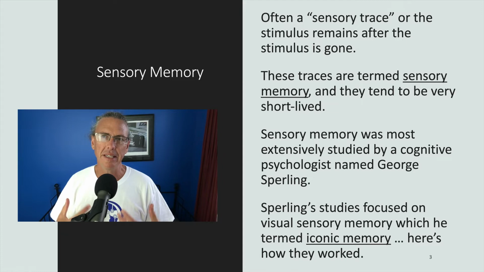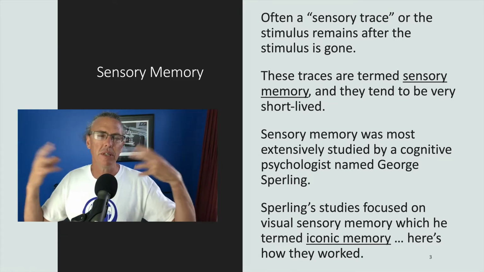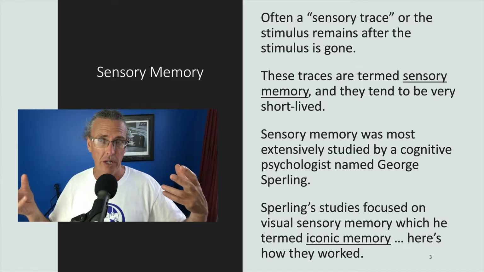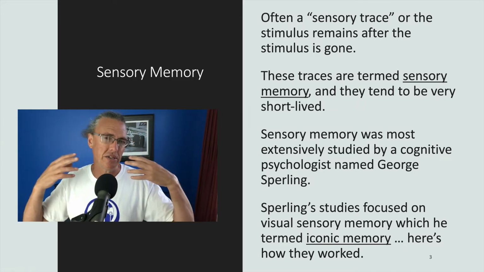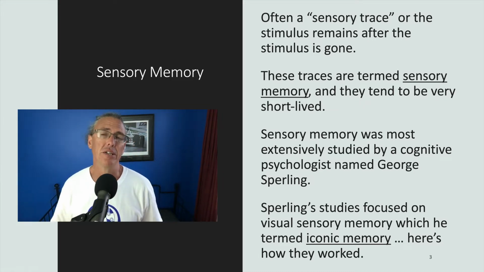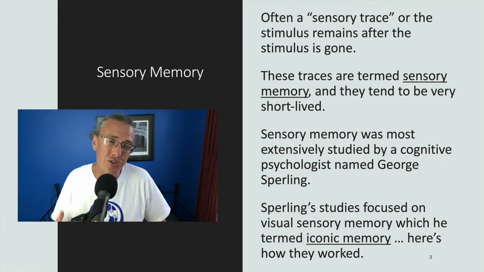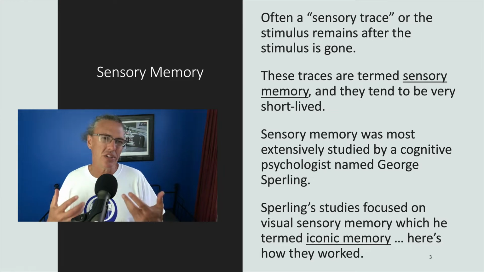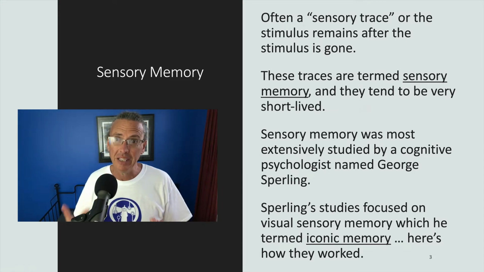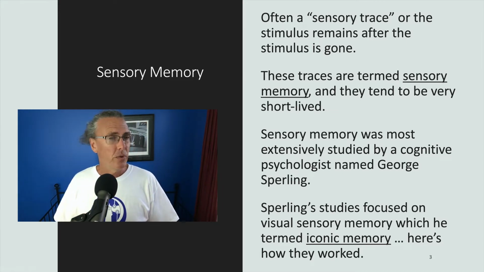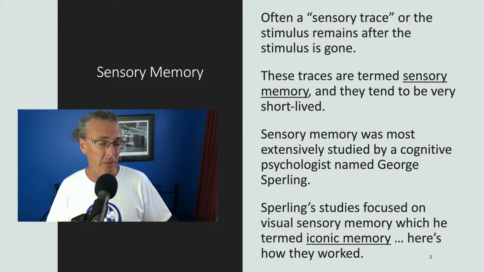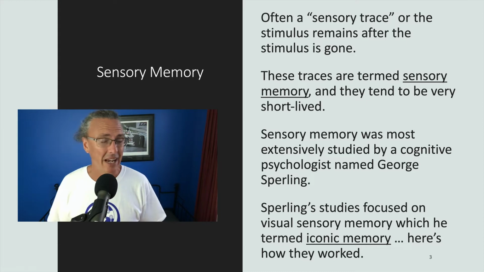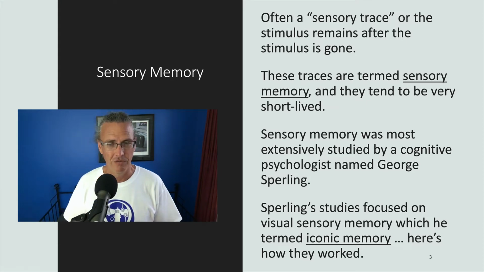There's this idea that every stimulus that hits us, whether we're attending to it or not, leaves a trace, what we're going to call a sensory trace, in some form of sensory store or sensory memory. So just to try to make this a little clear, we're going to focus first on the visual form of sensory memory, but there's different forms. There's an auditory form, there's a tactile form, but we're going to focus on the visual form.